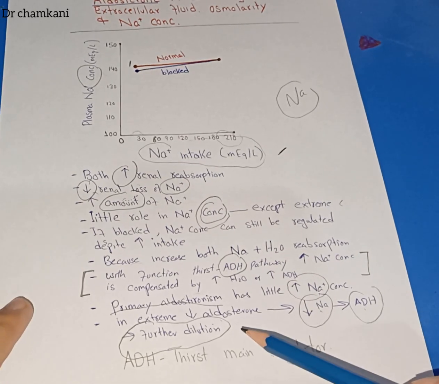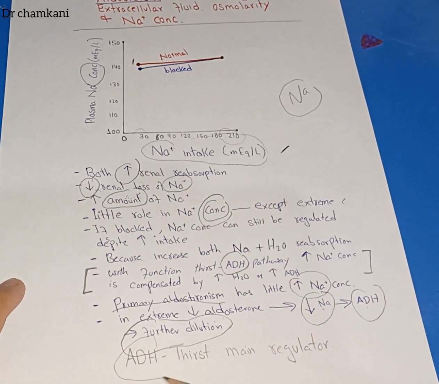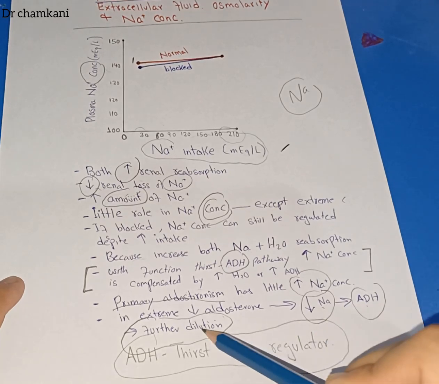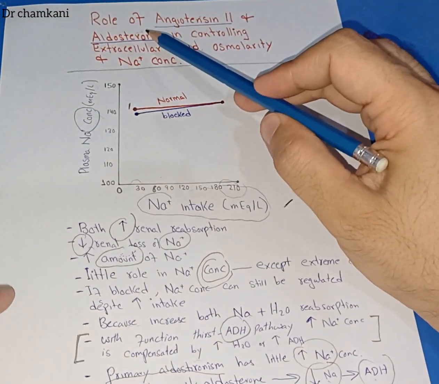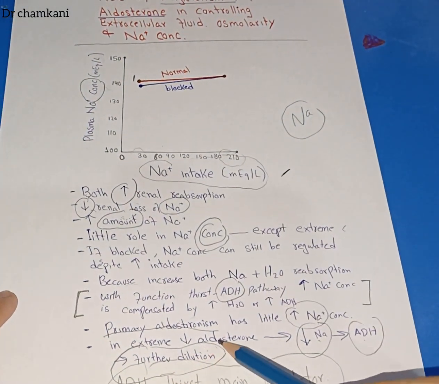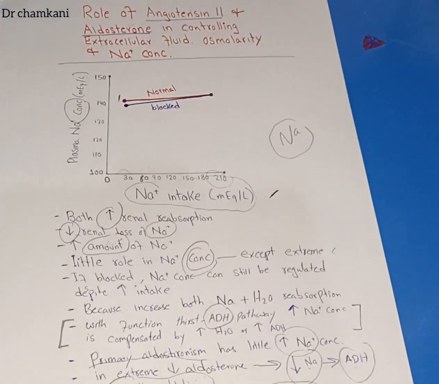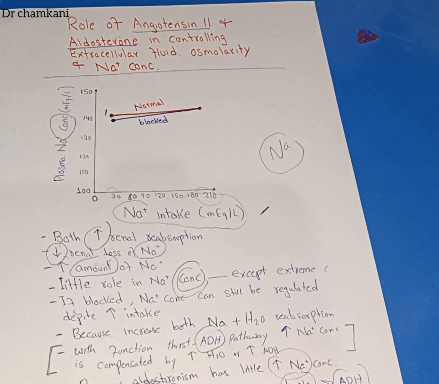So the final summary of the whole lecture is that the ADH and thirst mechanism are the main regulators of plasma sodium concentration. The angiotensin 2 and aldosterone have very, very minimal role except in very extreme deficiency of aldosterone. So that's all about the role of angiotensin 2 and aldosterone in controlling extracellular fluid osmolarity and sodium concentration.